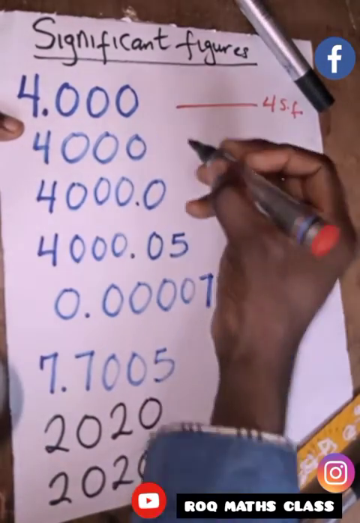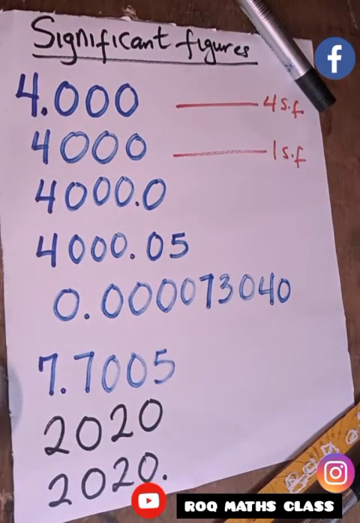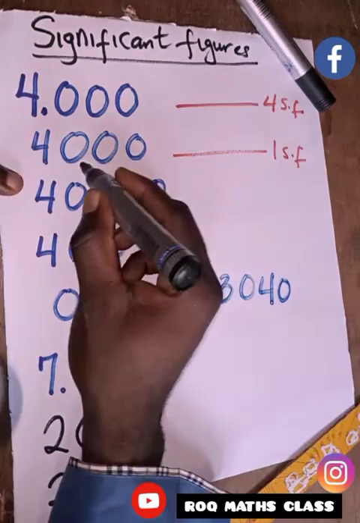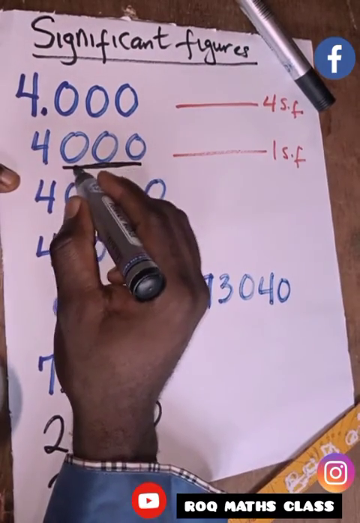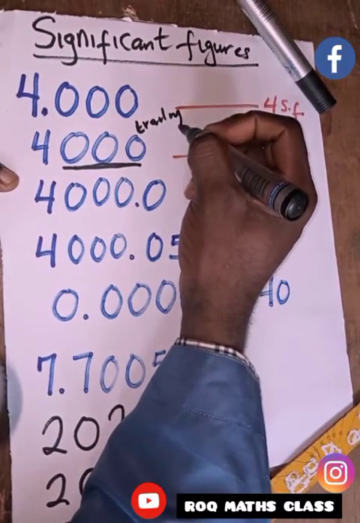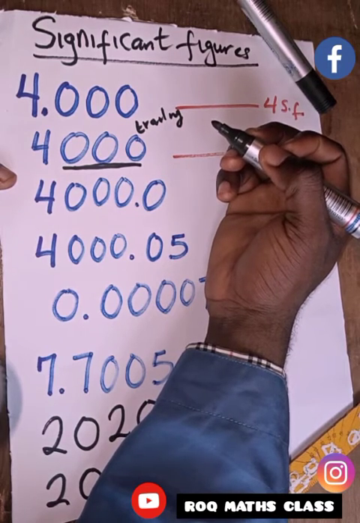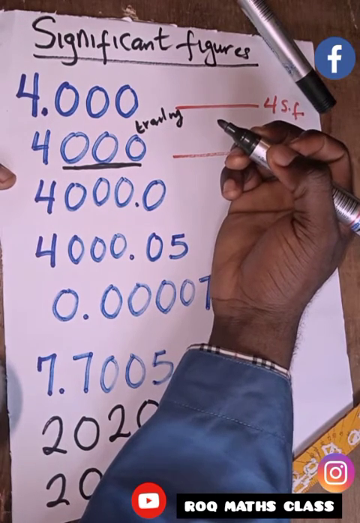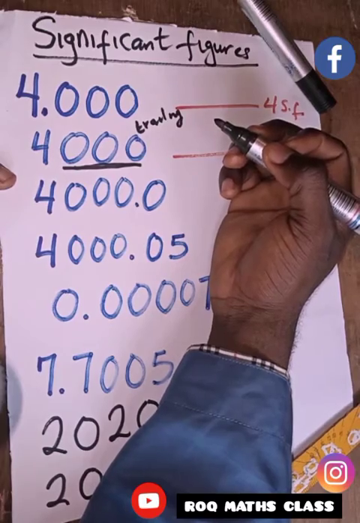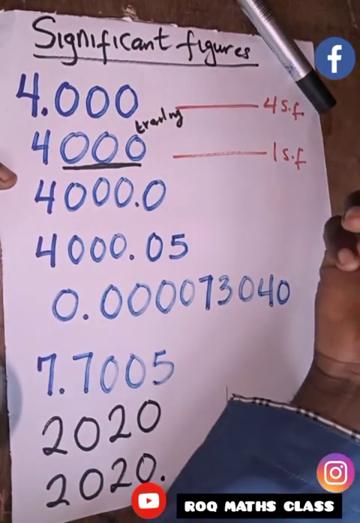Now, 4,000. How many significant figures is this? This is just 1 significant figure, because we have one condition for counting 0. This trailing 0, this is called a trailing 0. And this trailing 0 only counts when it has a decimal point. But do we have a decimal point in this question? No, so this is 1 significant figure.